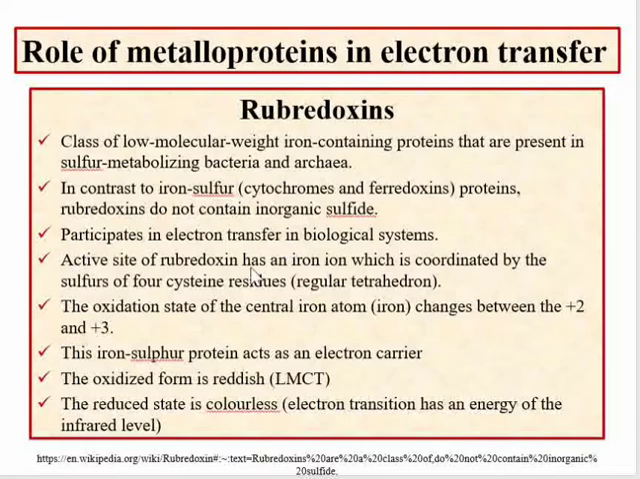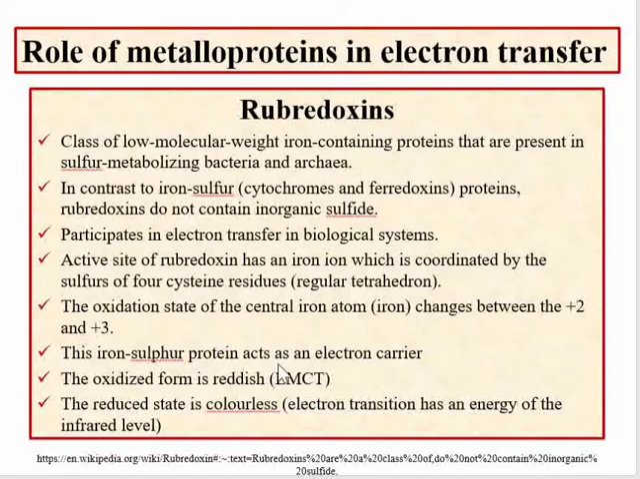The active site of the rubredoxin is the iron, which is coordinated by the sulfur of 4 cysteine residues. So here the iron is not present in the heme group. So it is not a heme protein, but it is a metalloprotein, and here you will find the iron center is surrounded by the four sulfurs of 4 cysteine residues. These residues are of the protein. The oxidation state of the central metal ion changes between +2 and +3 during electron transfer.